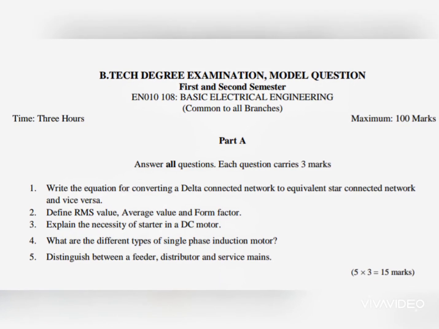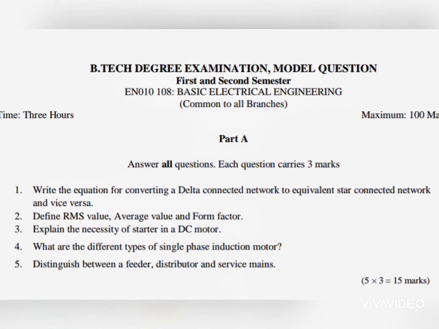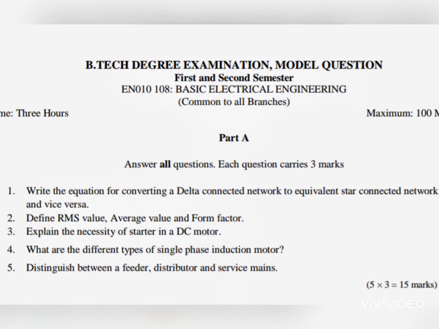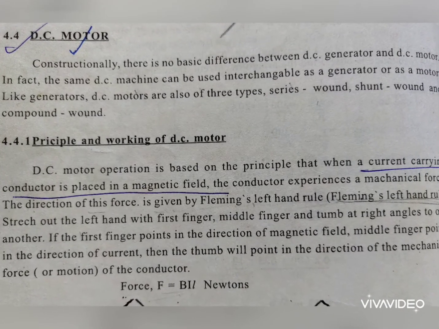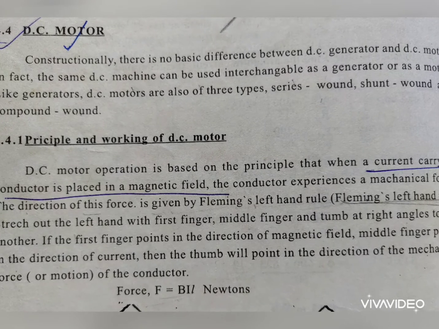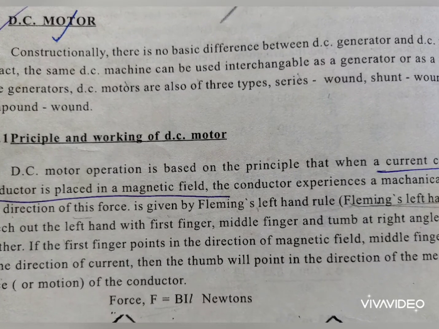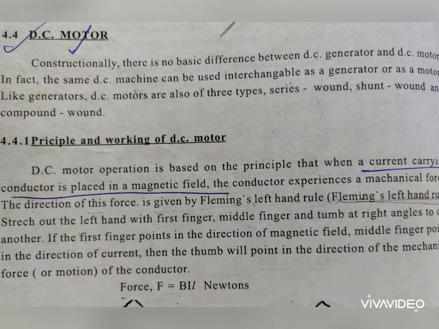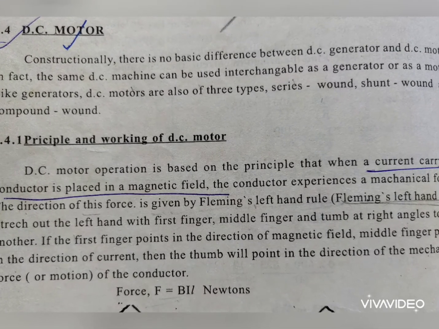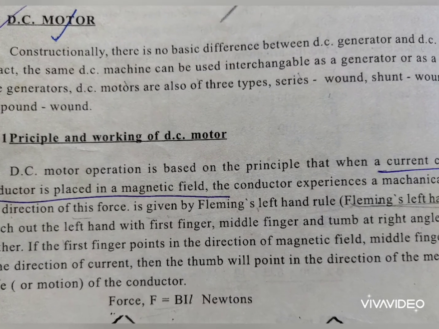So the third question is: explain the necessity of a starter in a DC motor. Before coming to this point, you have to know the working principle of a DC motor. The main principle of a DC motor is that when a current carrying conductor is placed in a magnetic field, the conductor experiences a mechanical force. The direction of this force is given by Fleming's left hand rule.